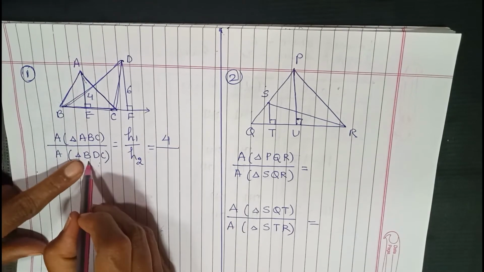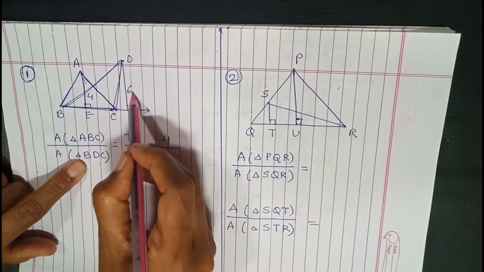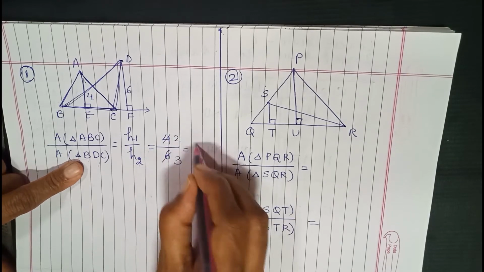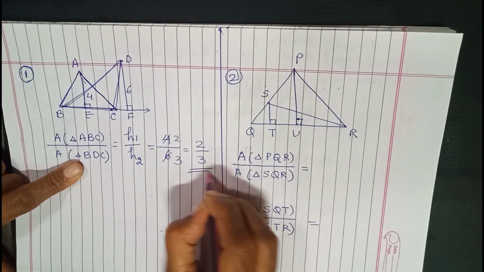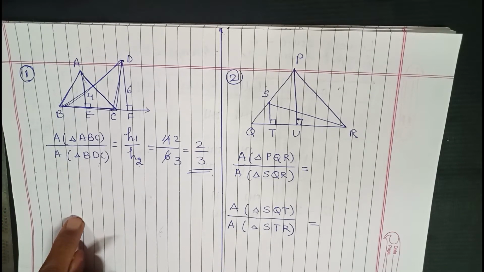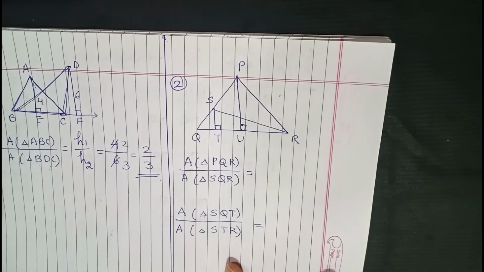And H2 is the height of the triangle BDC, which is given as 6. So we simplify this further and we get the answer 2 upon 3. This is how we use the formula B1 H1 upon B2 H2 to solve the sums. Now let's go to the next one.